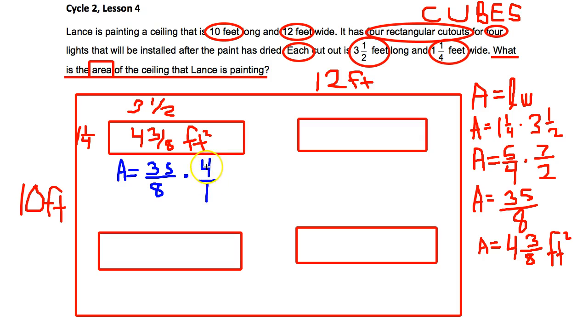I can say that 4 and 8, the greatest common factor is 4. There's 1 4 and 4, and there are 2 4s in 8. And so now what I have is 35 times 1 equals 35, and then 2 times 1 equals 2. Now let's convert this to a mixed number, just to see what we got.